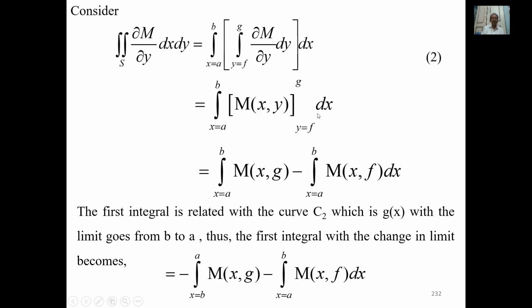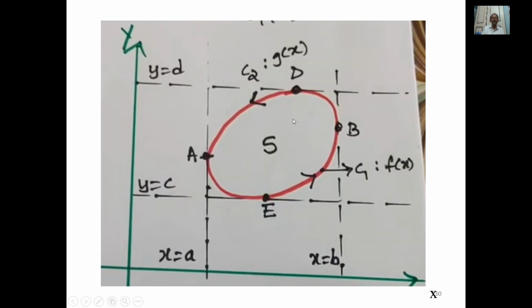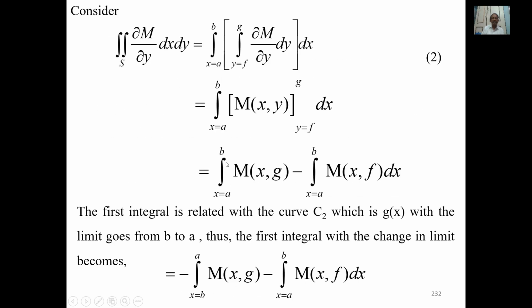Now we can substitute for the upper limit of y, which is nothing but g. So we have M of x comma g minus M as a function of x comma f. But here the first integral is with the curve C2, which is g of x. Look at the graph. It starts from b to a, it doesn't start from a to b. See, the curve is like this. So it starts from b to a. Hence, we are going to interchange the limits. Instead of a to b, we are going to change the limit to b to a.